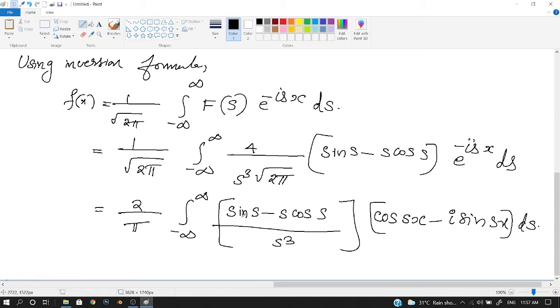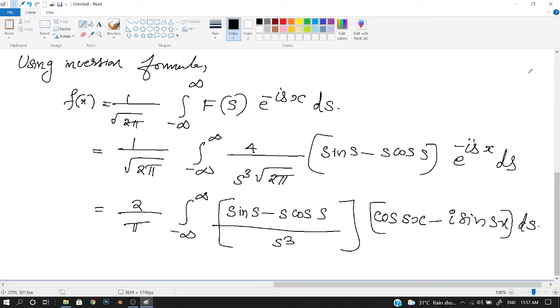Here you can see that sin s is an odd function, s into cos s is an odd into even function, so an odd function. Odd minus odd is an odd function, then s cube is also odd, and odd by odd is an even function. So this is an even function. So even function into even function, this function is even, and even function into this sine, odd function, is even into odd.